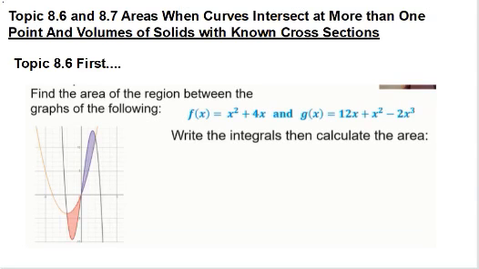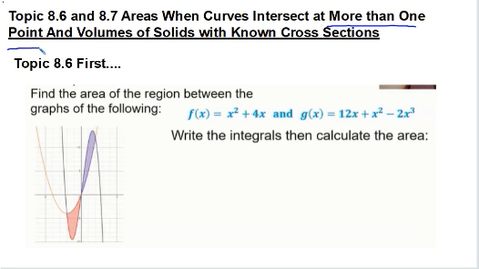All right, today we're going to talk about topics 8.6 and 8.7. We will get as far as we can today. First, a little bit about 8.6: sometimes curves intersect at more than one point. All right, and that involves our limits of integration.